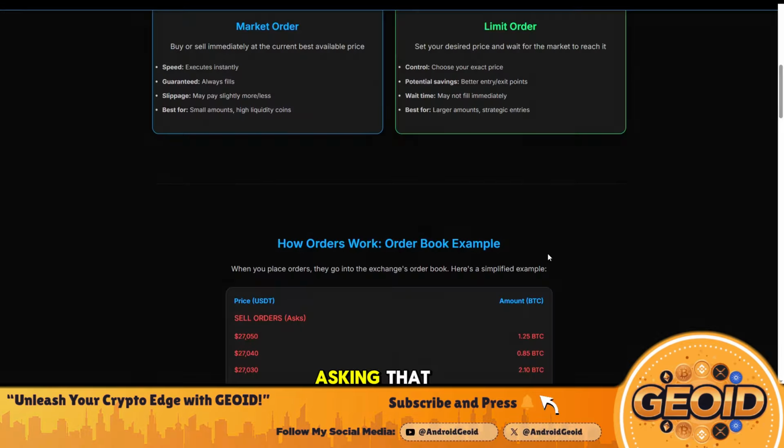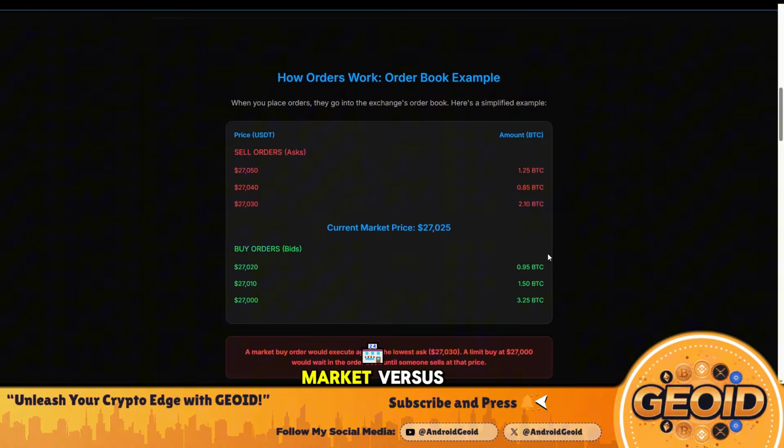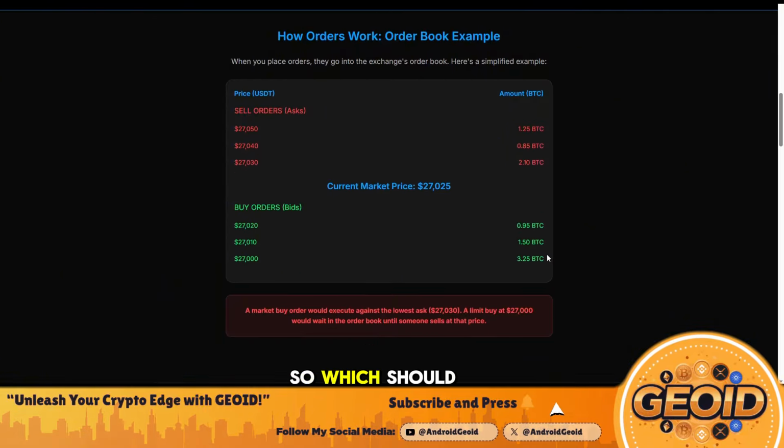So now you may be asking when to use the market versus limit order. So which should you use? Use a market order when you need speed, the coin has high liquidity, and you are trading with a small amount. Use a limit order when you want a better entry or exit price, you are trading a larger amount, and the third is you are willing to wait. These are the things you have to keep in mind while choosing between different orders. Pro traders often combine both depending on the situation.